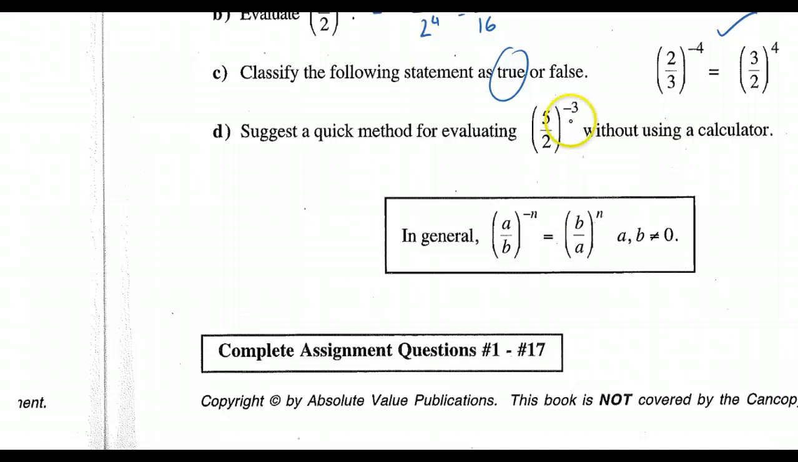And then suggest a quick method for evaluating 5 over 2 to the power of negative 3. The quick method, which I already mentioned, is flipping around the fraction. So if you have a negative exponent and the fraction is the base, you take the reciprocal of the fraction and you make your exponent positive. Okay? Done.